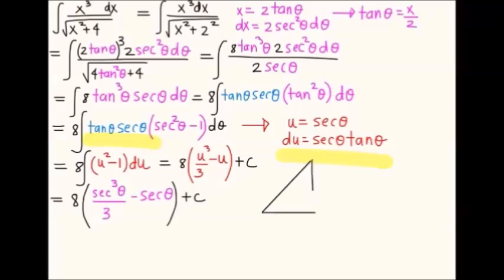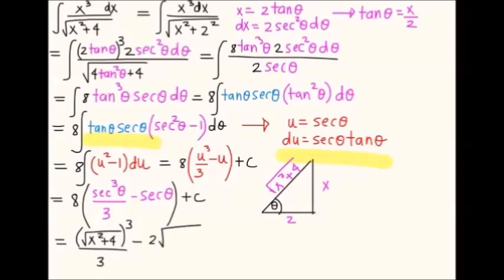Now, because we have secant theta, we need to draw a triangle so that we can determine what that is. So we have our theta angle down here at the bottom. Square root of x squared plus 4 off to the top here, with 2 down at the bottom and x to the side. We then need to find what secant theta is. So secant theta in terms of x will equal the square root of x squared plus 4 divided by 2. And we will need to put that into the original equation and then simplify, which I'm doing right now. And then this will give us the final answer in terms of x.